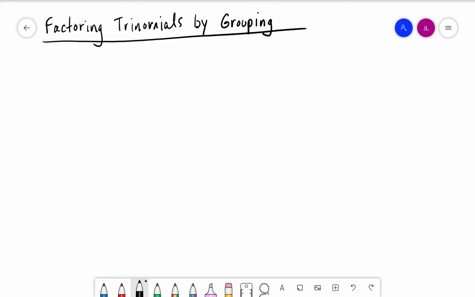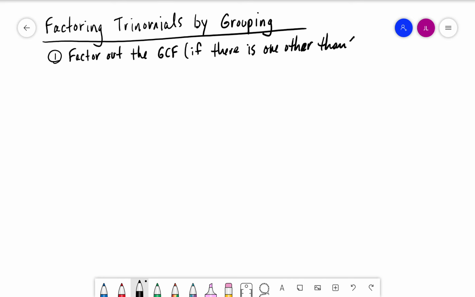Looking at factoring trinomials by grouping here. And like the other ones, there's a few steps I'll write out. So, first, we want to factor out the greatest common factor, if there is one other than 1.